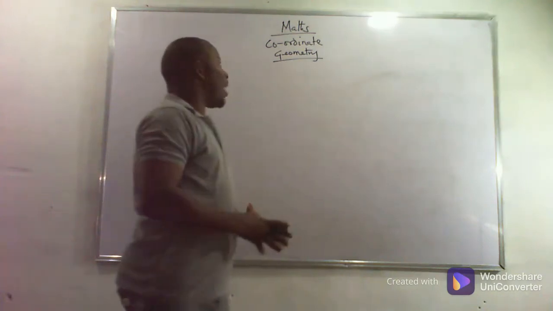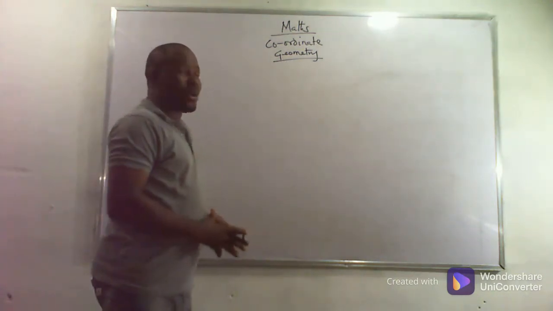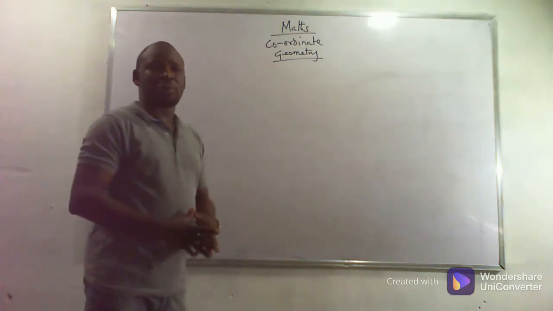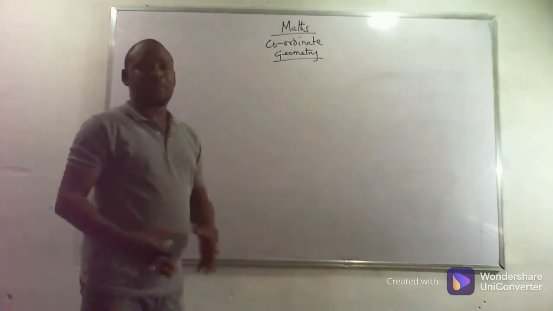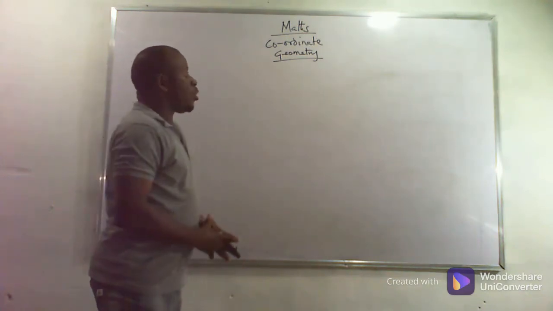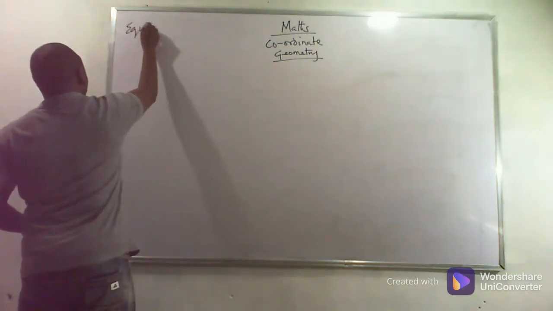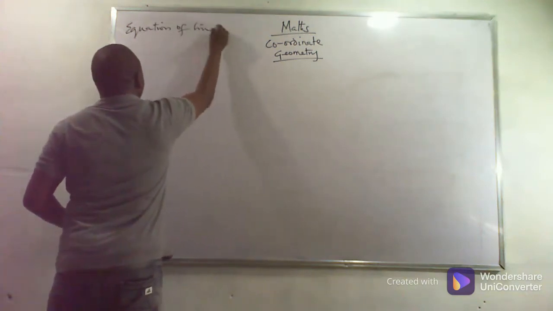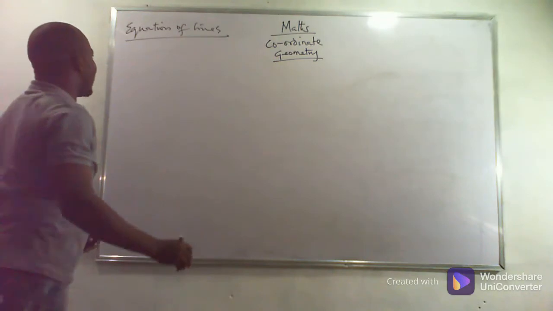We are still on our JAMB revision, and we are still on the topic coordinate geometry. We have looked at the distance between 2 points. We have looked at the coordinate of midpoint. We have looked at gradients. So today we want to look at the equation of lines.